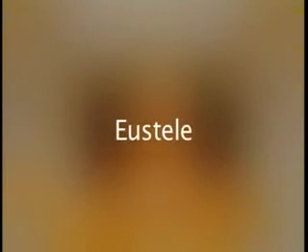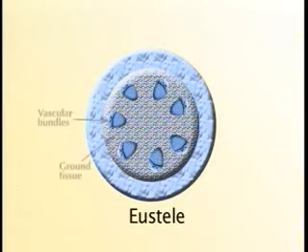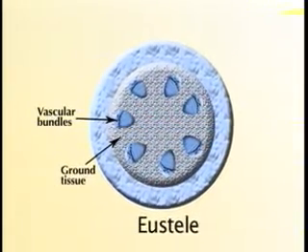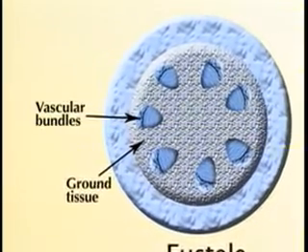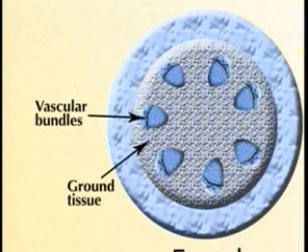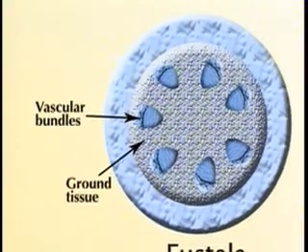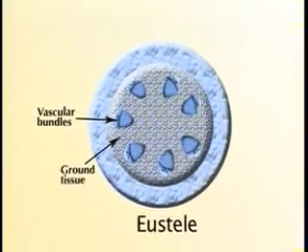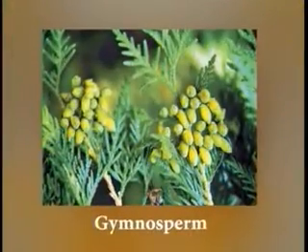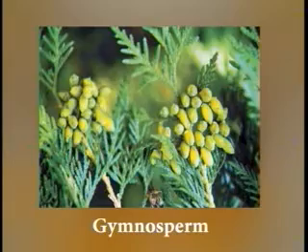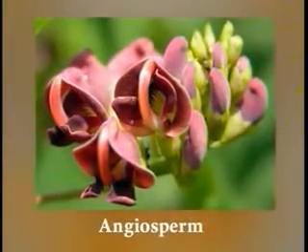Eustele. This is a modification of siphonostele in which the vascular system consists of a ring of collateral or bicollateral vascular bundles. These are separated from one another by wide medullary or interfascicular regions, and the leaf gaps are not clearly distinguishable. It is found in the stems of Gymnosperms and Angiosperms.